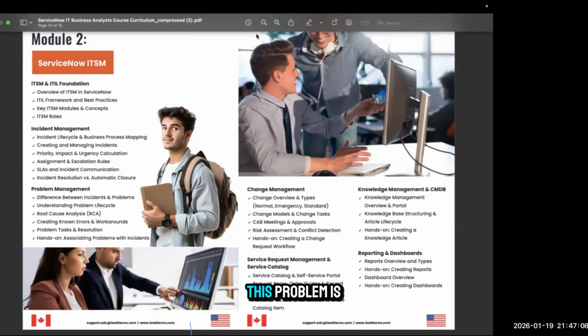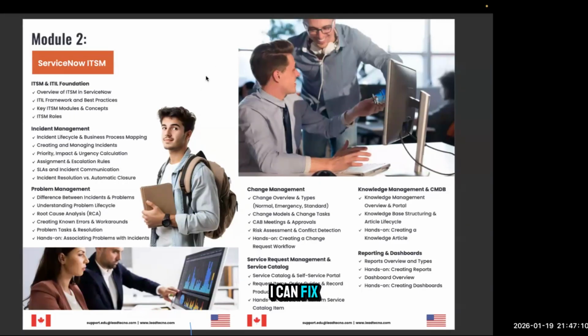Now I see that, okay, this problem is not something that I can fix. I would rather have to change my laptop itself in the first place. So that is now change management. Then we will read about the change. There are 3 types of change in ServiceNow: normal, emergency, and standard, depending on the conditions. We will deep dive into it in the coming course.